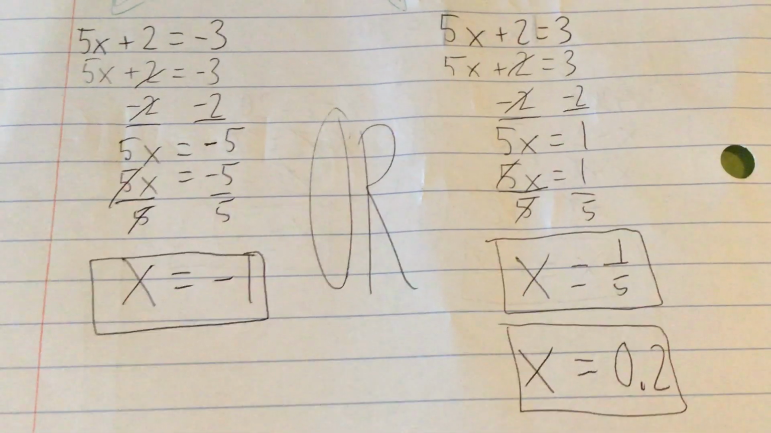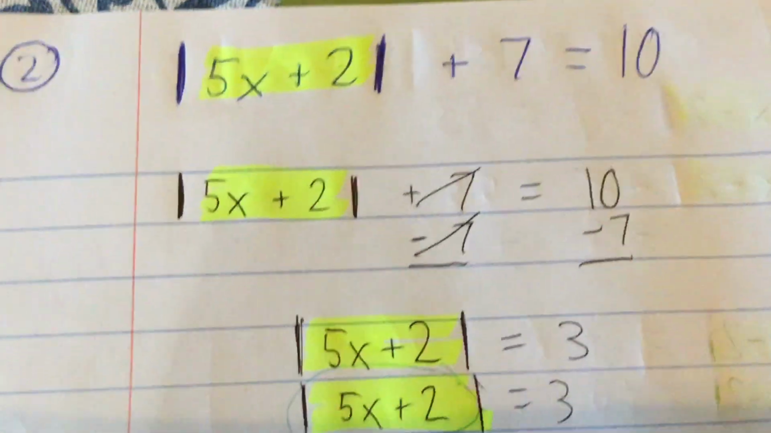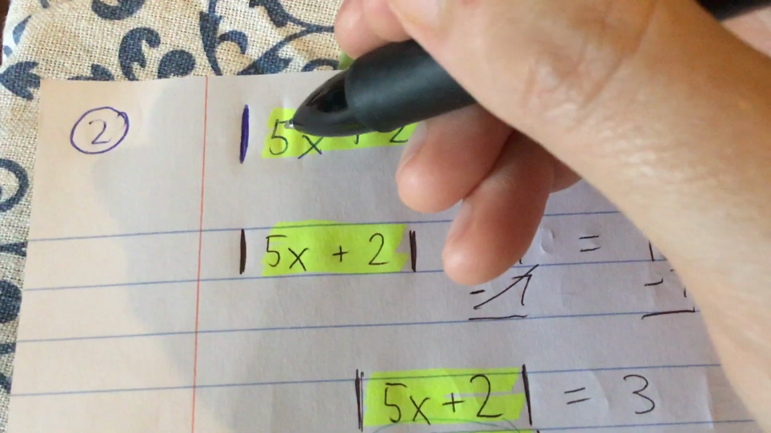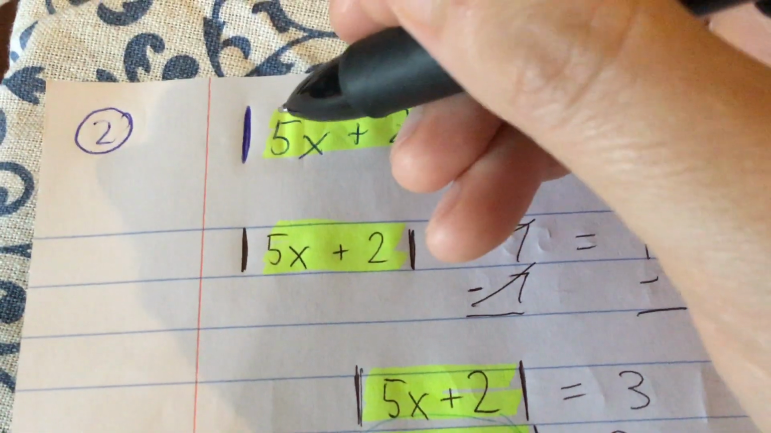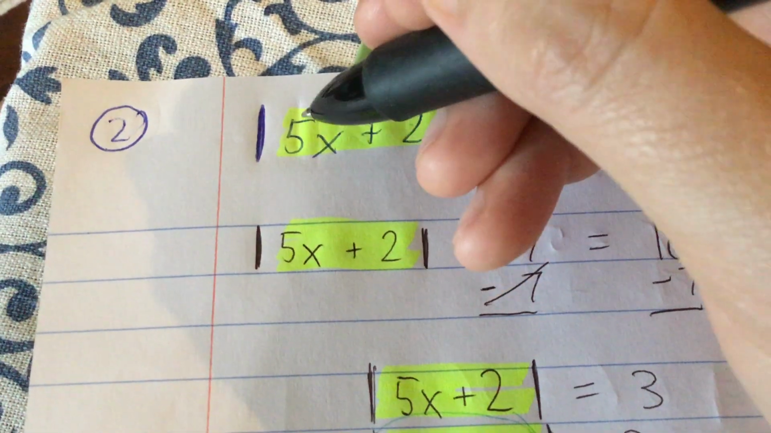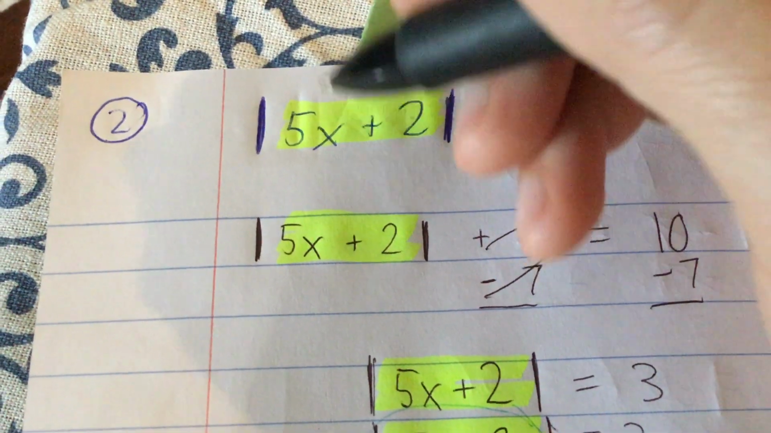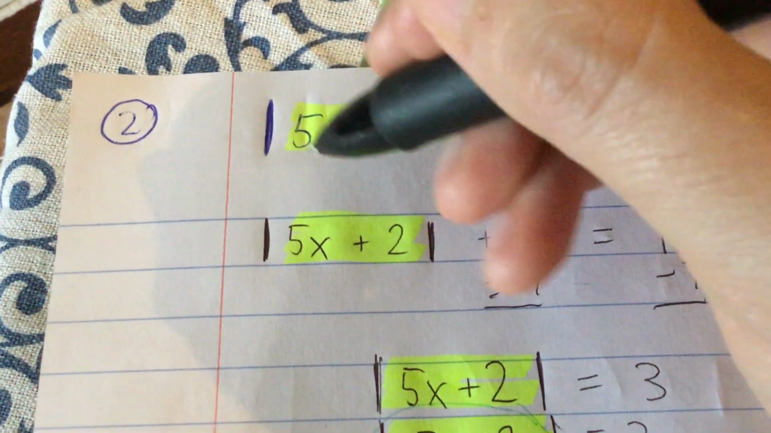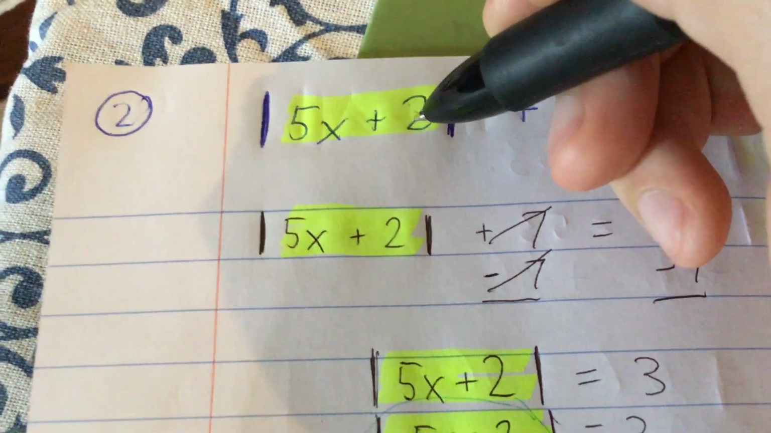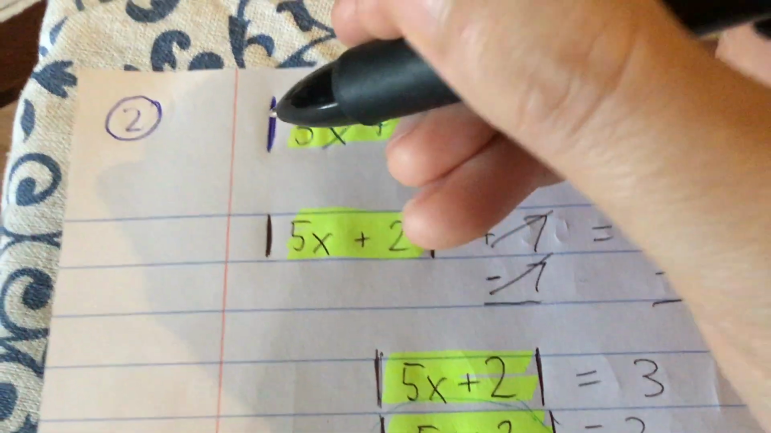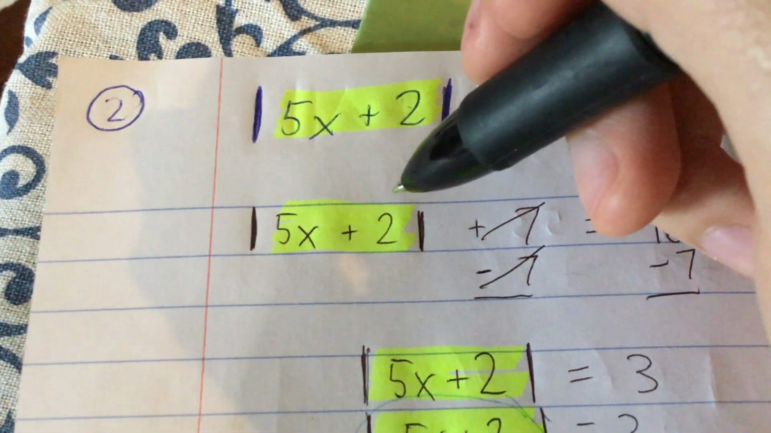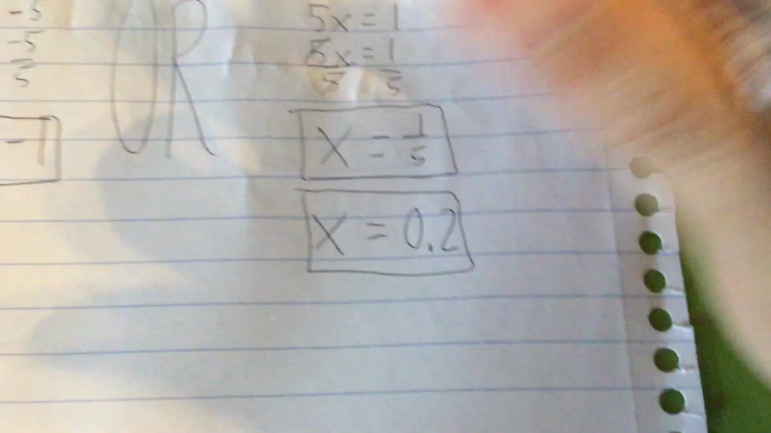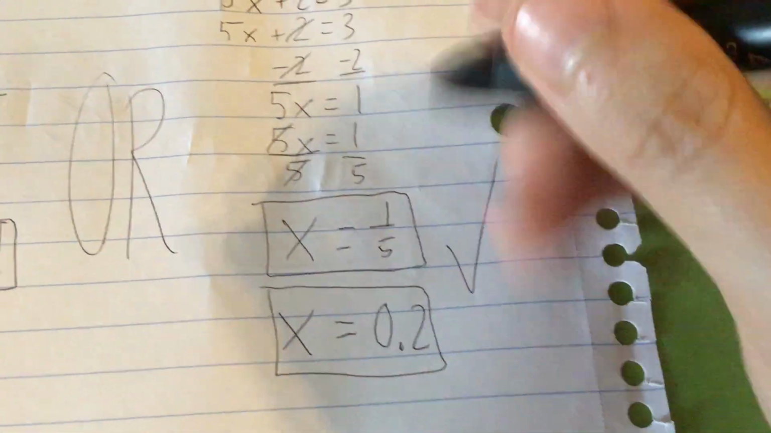So let's plug them both into the original problem. So let's plug in 1/5. Well, 1/5 is the reciprocal of 5. So basically, if x is equal to 1/5, 5 times 1/5 would be 1. 1 plus 2 is 3. The absolute value of 3 is 3. 3 plus 7 is in fact 10. So this side checks out.